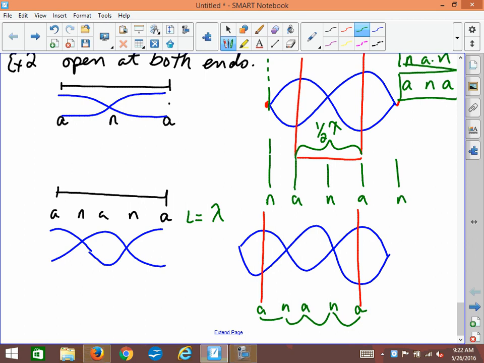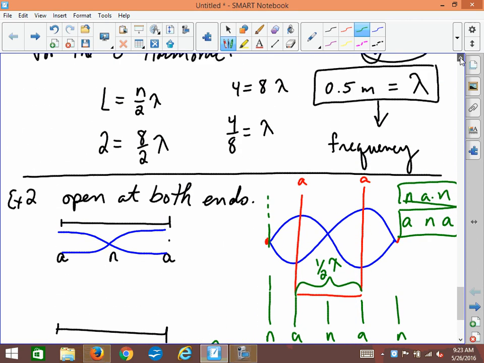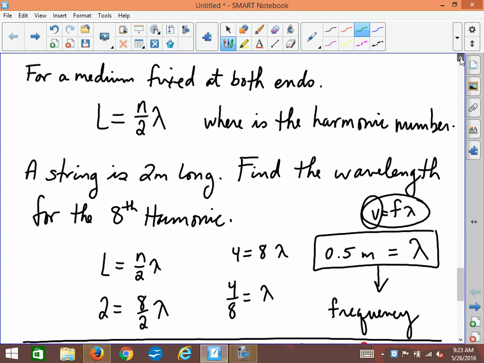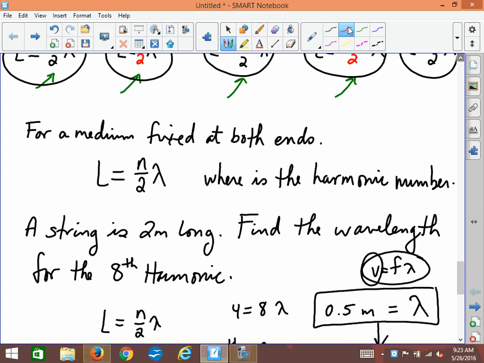So it's looking like the pattern is going to be the same if I have open at both ends or closed at both ends. Which means now I can go back up to my little formula that I wrote here, and I'm going to add in here for a medium fixed at both ends or free at both ends. I can save myself a lot of time. This equation produces the appropriate relationship. Excellent.